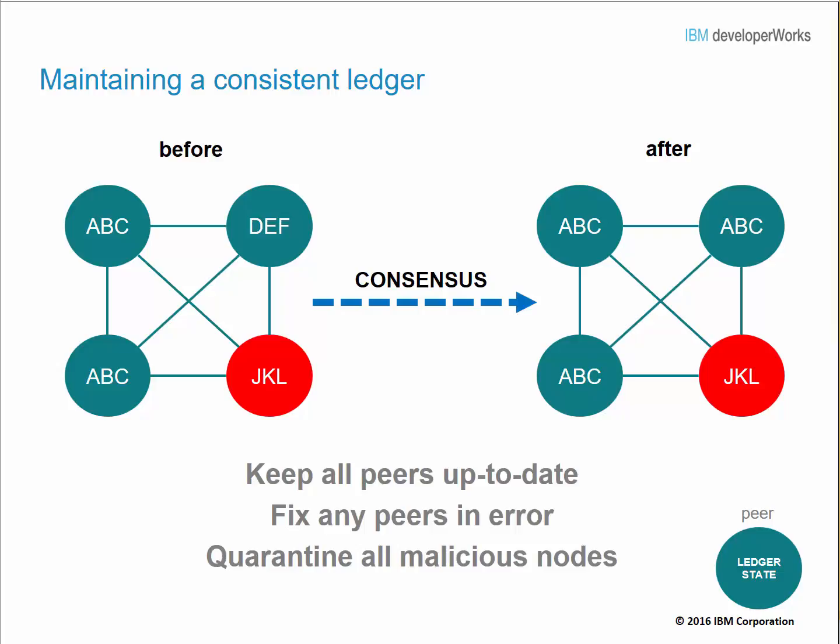So this type of consensus keeps all the peers up to date. It'll fix any peers in error and will quarantine any malicious nodes. And there are different algorithms or implementations of consensus that can be plugged in and configured per deployment.